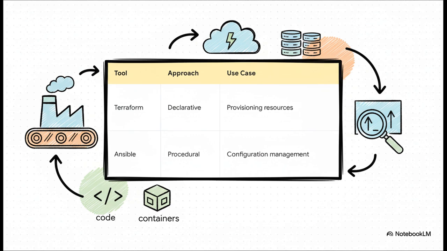Think of it like this. With Terraform, you describe the end state. It's like giving an architect a blueprint and saying, build me this. With Ansible, you define the step-by-step instructions. It's more like a recipe. First, do this, then do that. You often see them used together. Terraform builds the house, and Ansible furnishes it.